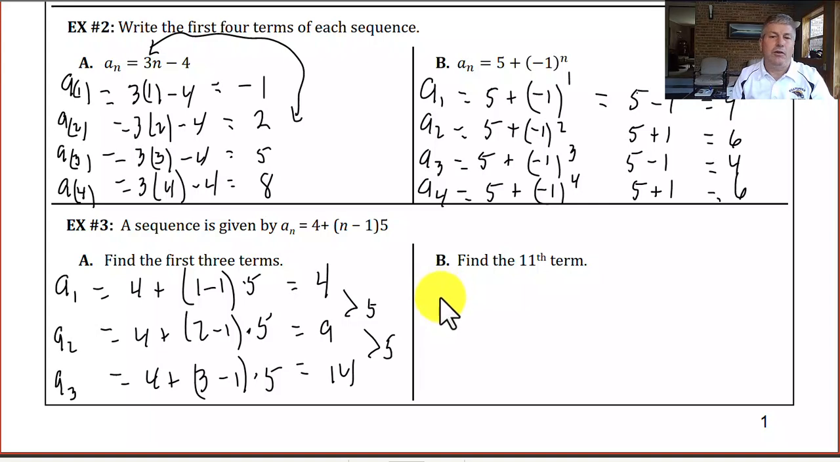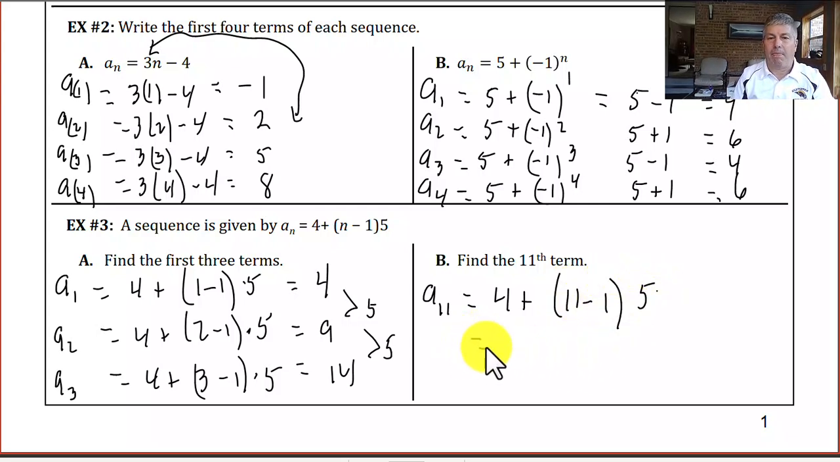And in B, we just want to find the 11th term. So use your notation, a sub 11. So we know we're looking for the 11th term, equals 4 plus 11 minus 1 times 5. So 4 plus 10 times 5, and that is equal to 54.